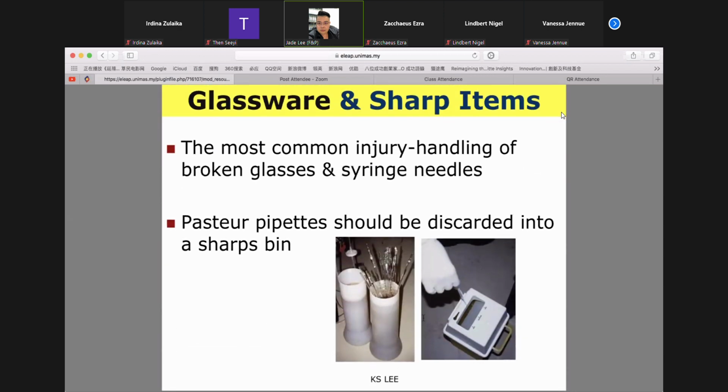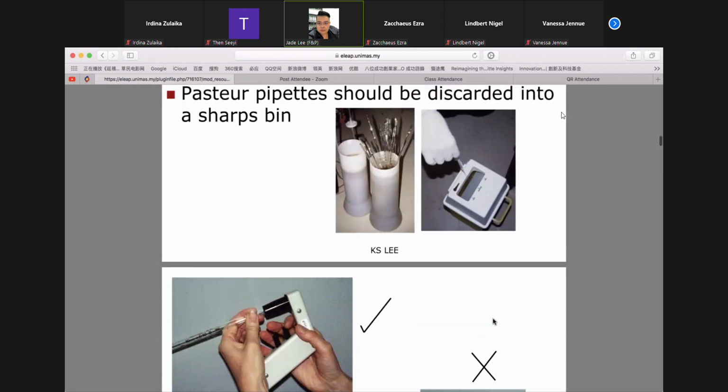So for the glass, you use a lot of glassware when you perform animal tissue culture, along with sharp items. The most common injuries are from broken glass and also the syringe needle. So you use a lot of glass pipettes, and you don't invite your friends for a sword fight, okay? Because it's very, very dangerous. And the Pasteur pipettes should be discarded into the sharps bins here. This must be a special bin for you to place the sharp items or the broken glass items.